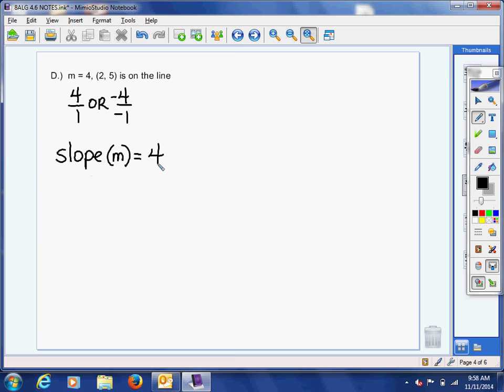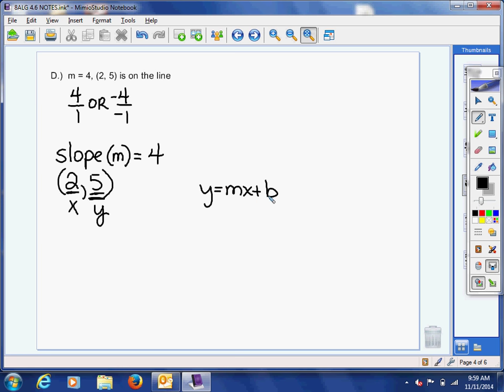But they didn't give us the y-intercept. They just gave us a point that happens to be on our line. Well, what's the first number in that point, the 2? What does that represent in the coordinate? If you said that's the x, you're exactly correct. And how about the 5? What do you think about that? Yep, that's the y.